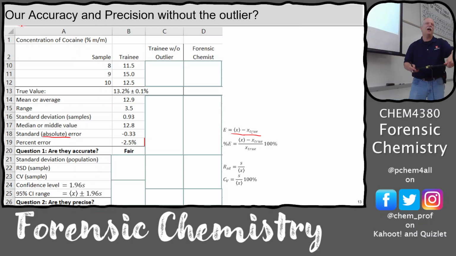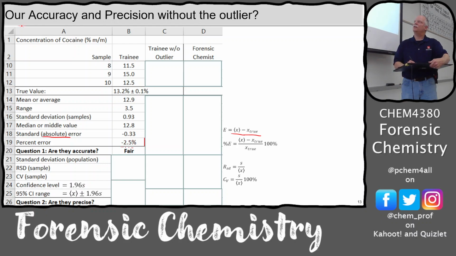Okay, so the sign matters because that communicates something. And so this is telling me that the trainee is low by 0.33%. It's low by 0.33%. So that's mass percent. Now I could calculate the percent error. So I have the absolute error divided by the true value times 100%. Okay, and so then it says I'm low by 2.5%. So negative 2.5% is my percent error.